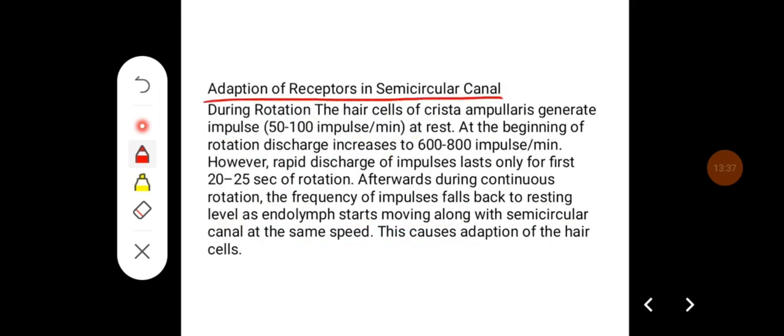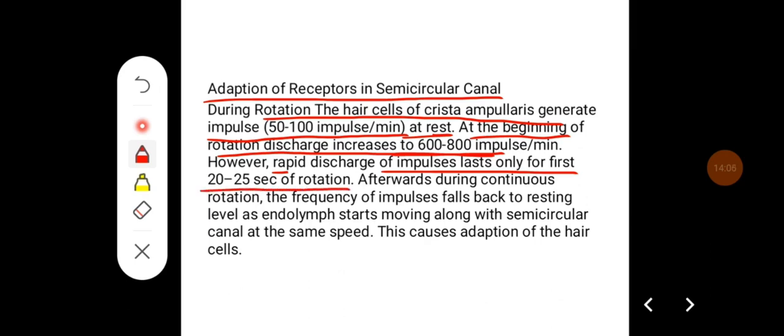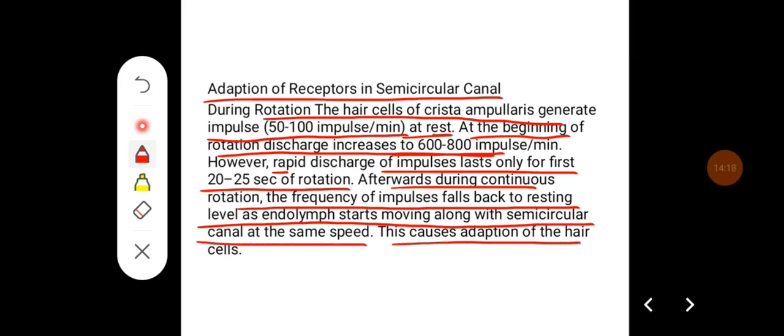Adaptation of the receptors in the semicircular canal. During rotation, the hair cells of the crista ampullaris generate impulses at the rate of 50 to 100 impulses per minute at rest. At the beginning of the rotation, the discharge increases to 600 to 800 impulses per minute. However, rapid discharge of impulses lasts only for the first 20 to 25 seconds of rotation. Afterwards, during continuous rotation, the frequency of impulses falls back to resting level as endolymph starts moving along with the semicircular canal at the same speed. So this causes adaptation of the hair cells.